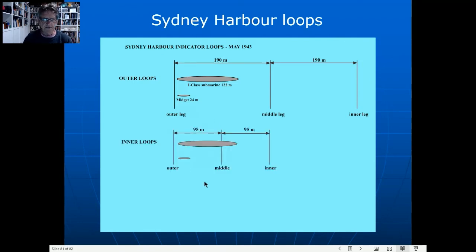But the inner loops, much closer together, and you can see the submarine, even the midgets would have been detected, because they're about a third or a quarter of the distance across between legs. So that would have been enough to detect them. After that, they put up what were called miniature loops, which were even closer together, and a midget was about half the distance between loops.